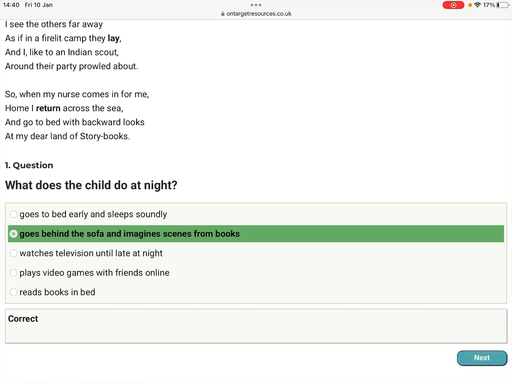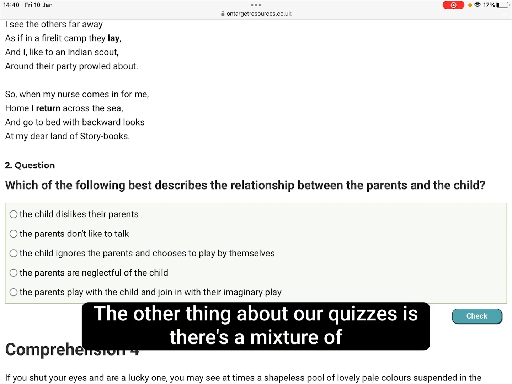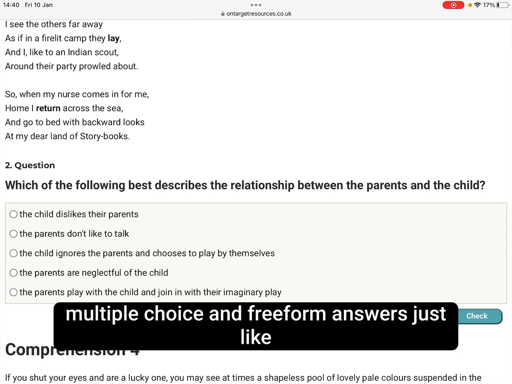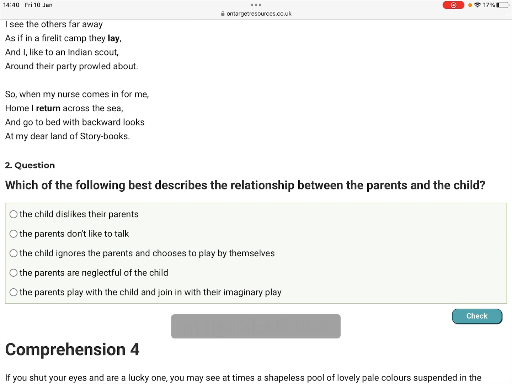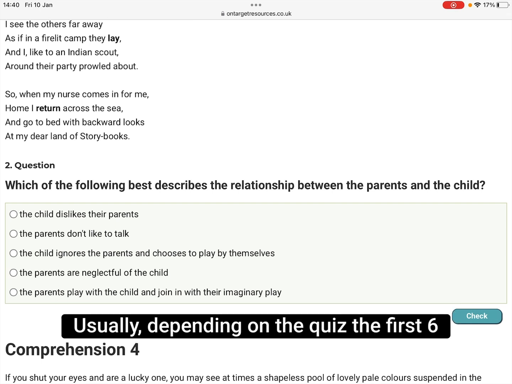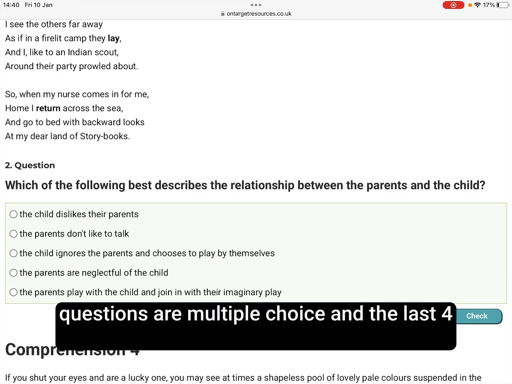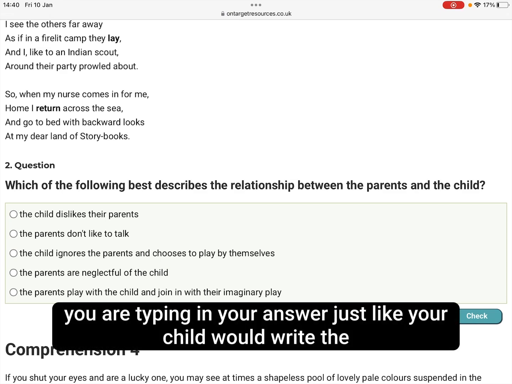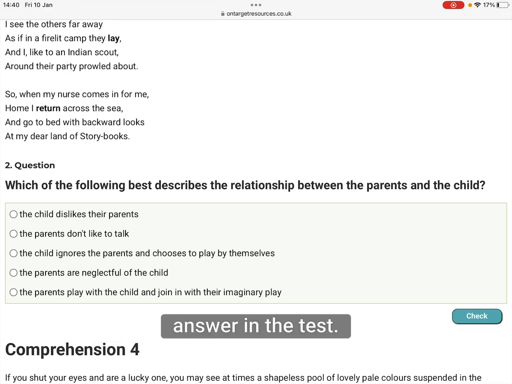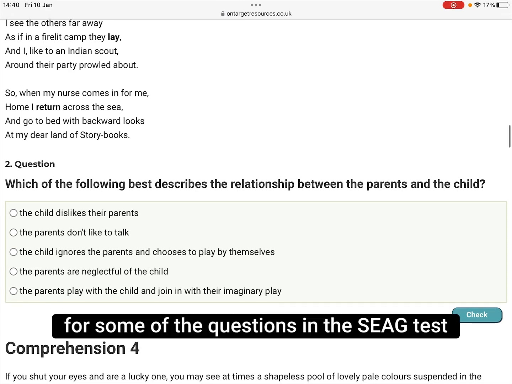Check. The other thing about our quizzes is there's a mixture of multiple choice and free form answers, just like in the SEAG test. Usually, depending on the quiz, the first 6 questions are multiple choice and the last 4 you are typing in your answer, just like your child would write the answer in for some of the questions in the SEAG test.